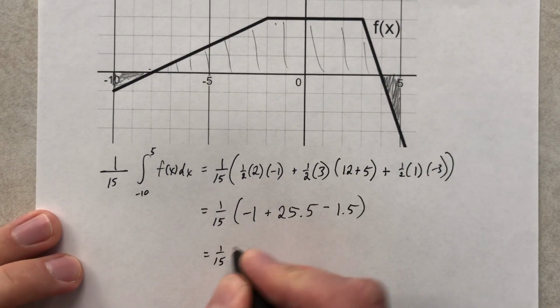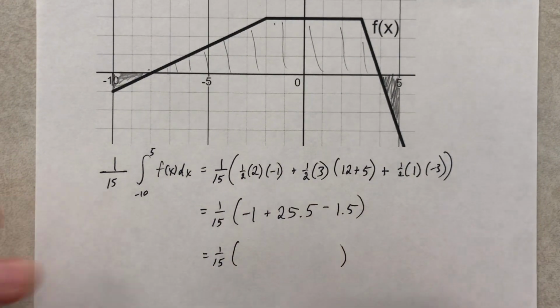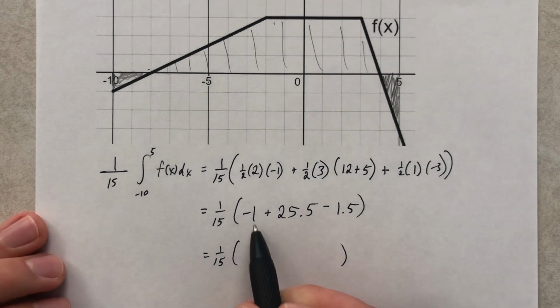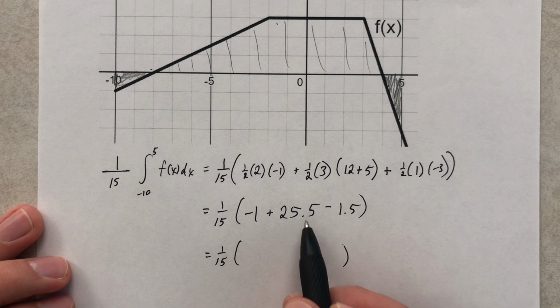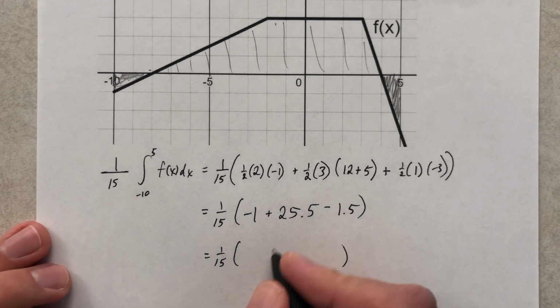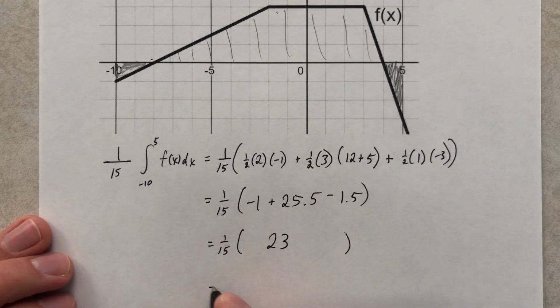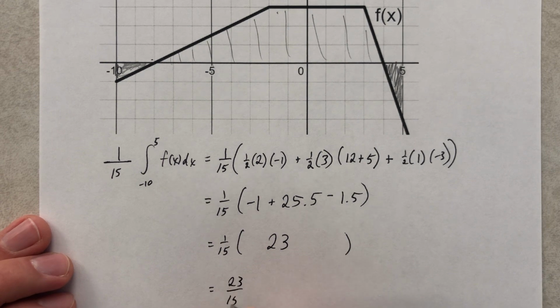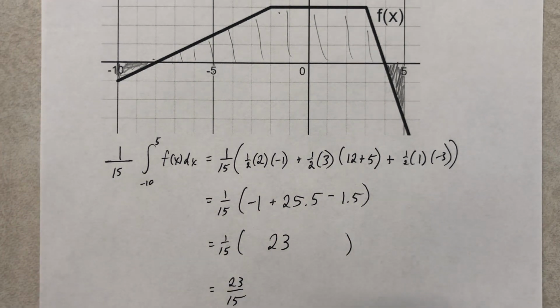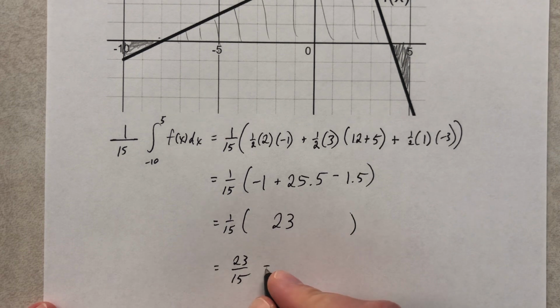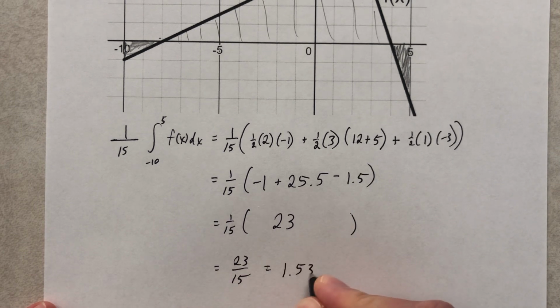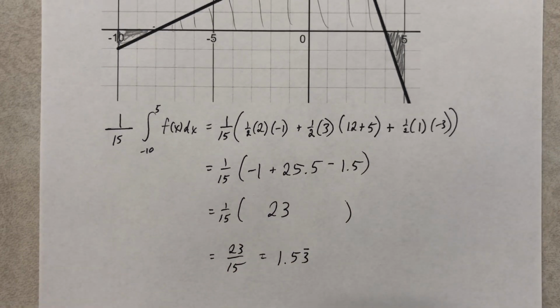That gives me 1/15. I think it's good practice to do things like this when you have the time. And so that's -2.5. So if I lose 2.5 from 25.5, I've got 23. Those are big parentheses for 23. So 23 over 15. And I'm going to check my final answer with my answer key. And yes, I got the same thing. 23 over 15, if you want to go all decimally, it is 1.53 repeating. And that would be the average value.